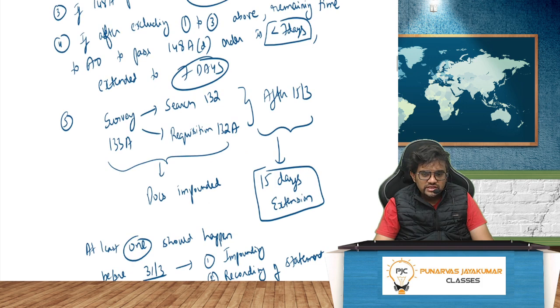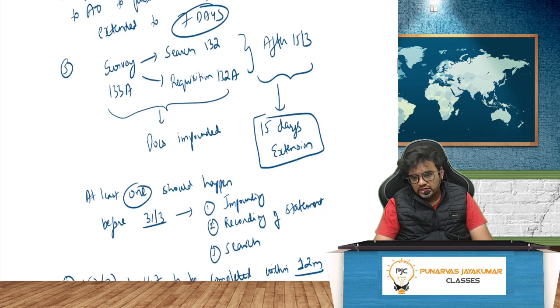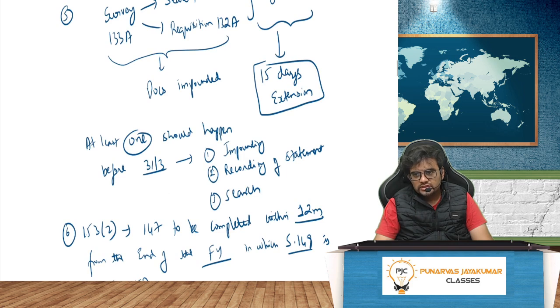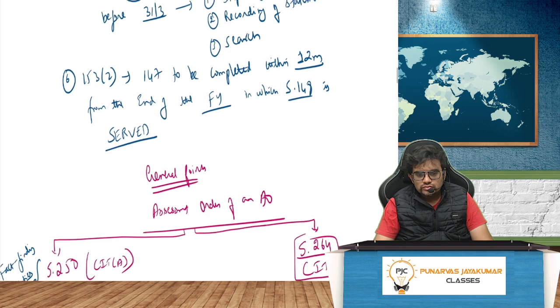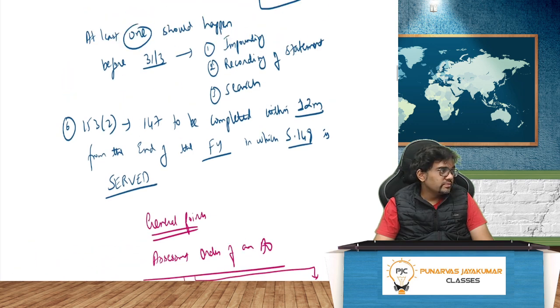And after survey 133A, search 132, requisition 132A, the documents are impounded after 15th March, 15 days extension. At least one should happen: impounding, recording, search. And 153.2. 147 to be completed within 12 months from the end of the financial year in which 148 is served.